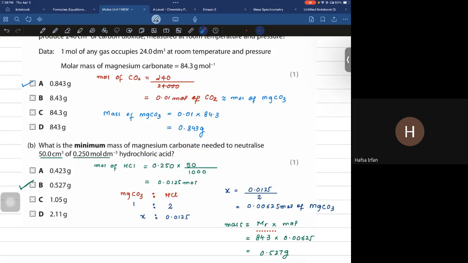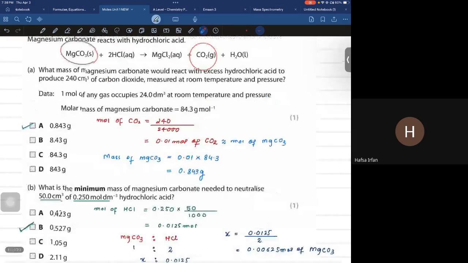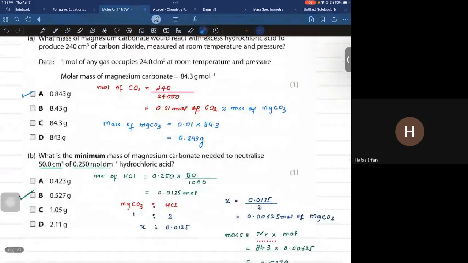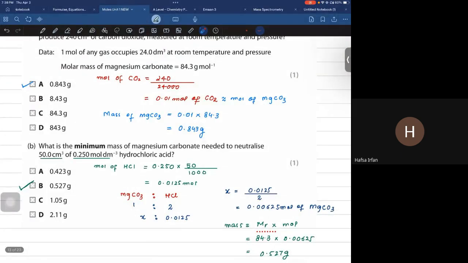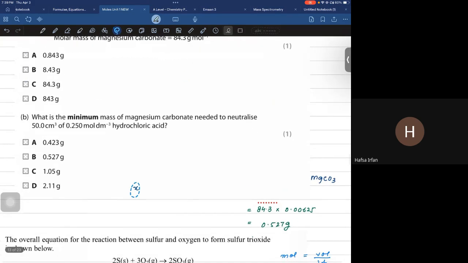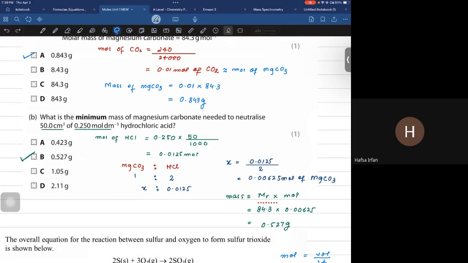Then the same equation. According to the equation, the mole ratio between magnesium carbonate and HCl is 1:2. I got the moles of HCl, that is 0.0125. So I am going to find out the moles of magnesium carbonate, that is X. So this is the moles of X, that is magnesium carbonate.